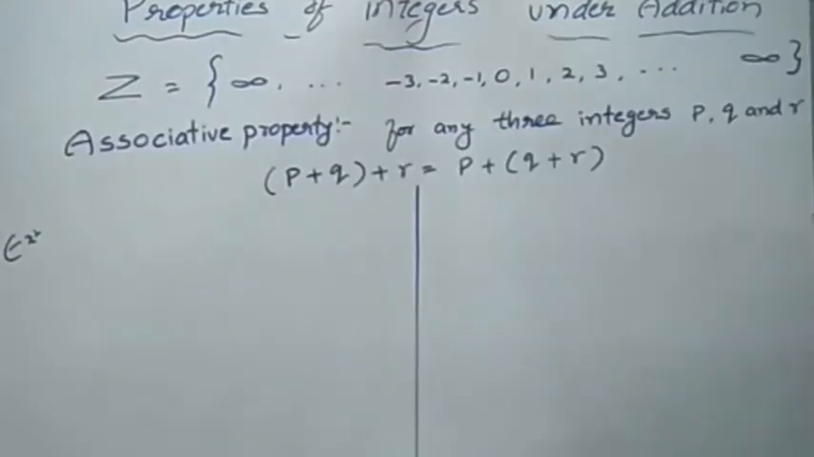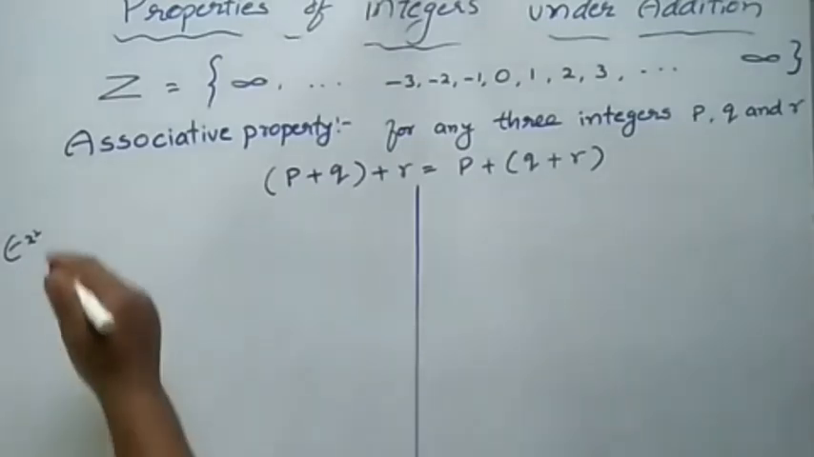The next property is the associative property. Associative property: for any three integers p, q and r, p plus q plus r equals p plus q plus r, with different grouping. Means they are doing addition only, but by doing different groups, they are doing addition on the LHS side and RHS side separately. If we get the answer as LHS and RHS the same, then we can agree that the associative property is satisfied. We will check once.